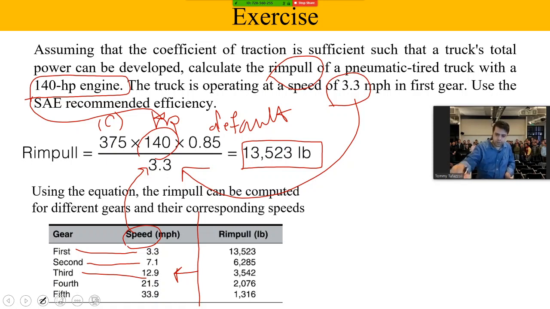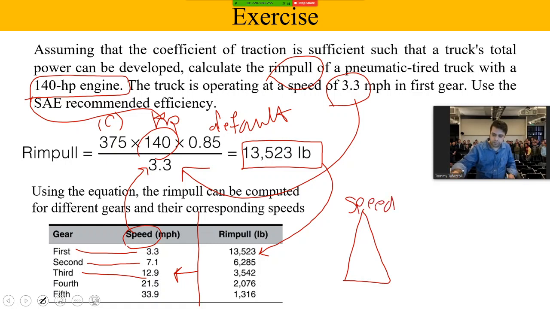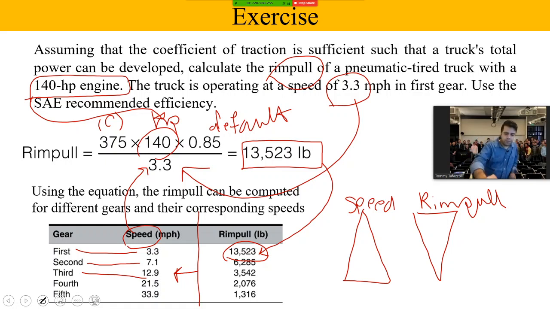So if we just did the first one, as you can see, here's the first one, and according to the changes in the speed, you can find the other ones. As you can see, as the speed increases, by this I mean going from little to much, the rim pull decreases. With the first gear you get the maximum rim pull, and with the fifth gear, where you get the maximum speed, you get the lowest rim pull. That's how it works.